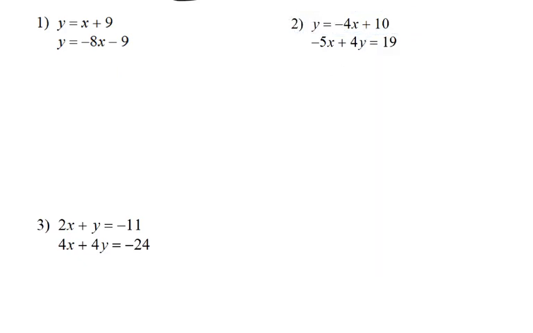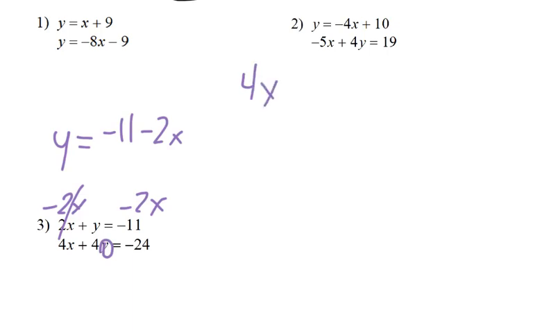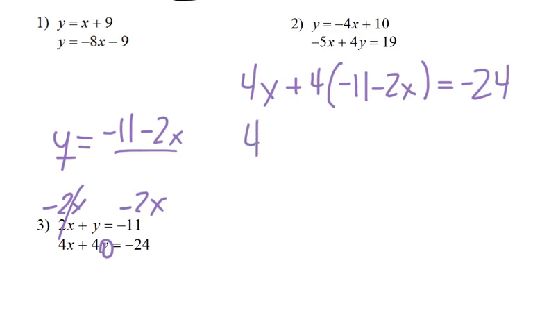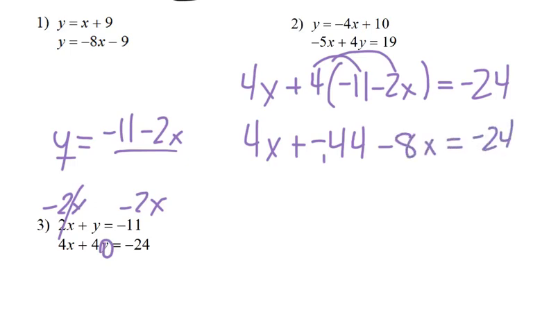Alright, let's take a look at this last one. Now nothing's solved for y. So I need to pick one of my equations. I see this single y right there. So I'm going to solve that one. So I get y is equal to negative 11 minus 2x. Then I take that y, and because negative 11 minus 2x is equal to it, I replace that y with it. So we get 4x plus negative 44 minus 8x equals negative 24.